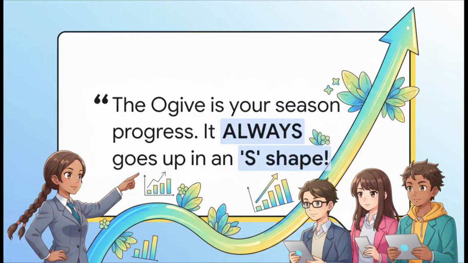You know what? I'm going to say it one more time because it is the key to getting these 4 marks. The ogive is your season progress. It has to be a smooth, flowing curve. It always goes up, and it's always in an S shape. Lock that image in your mind.